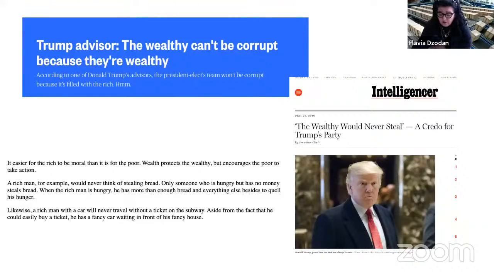Likewise, a rich man with a car will never travel without a ticket on the subway. Aside from the fact that he could easily buy a ticket, he has a fancy car waiting in front of his fancy house. These words sound eerily contemporary, considering they form the basis of the ideology that got Trump elected in 2016. However, they are not contemporary at all. They were written by Joseph Goebbels in 1939 in a pamphlet called The Morals of the Rich.